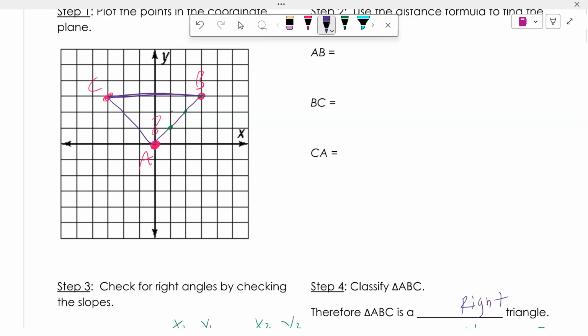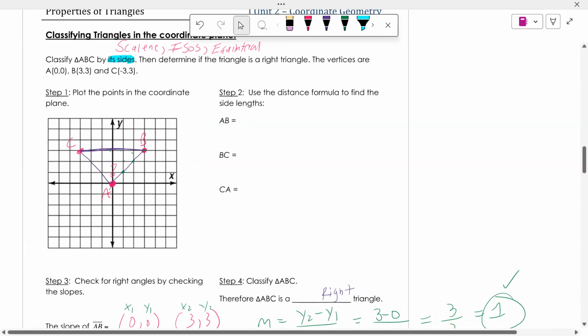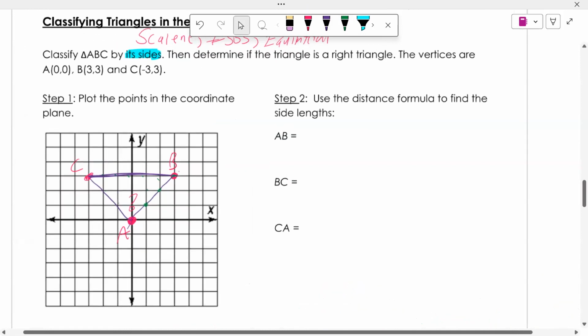Obviously, just by looking at the picture, from C to B is just a smidge longer than the other lines, because we can literally count 1, 2, 3, 4, 5, 6. So I'm thinking the other two sides might be the same, 1, 2, 3-ish, but let's actually confirm, because again, we should always trust the math, not the graph. All right?